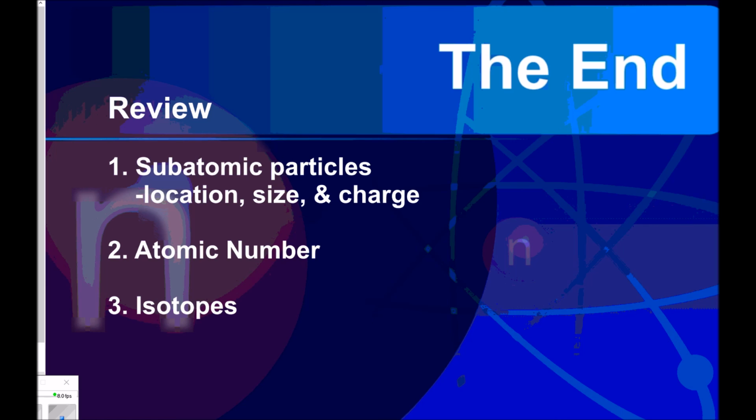Okay, I hope you enjoyed this lesson today. Just to make sure you were paying attention, we reviewed subatomic particles, their location, size, and charge. We talked about the atomic number and that it defines the element. And lastly, we talked about different isotopes of a particular atom, and that John Dalton was incorrect when he said all atoms of one element were identical. That's not true. We've got different isotopes that vary in the number of neutrons.